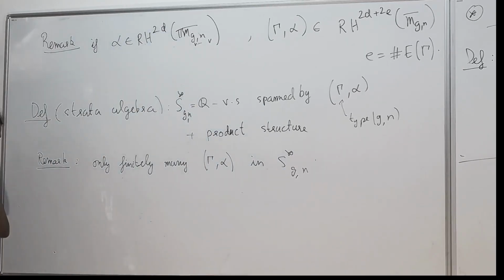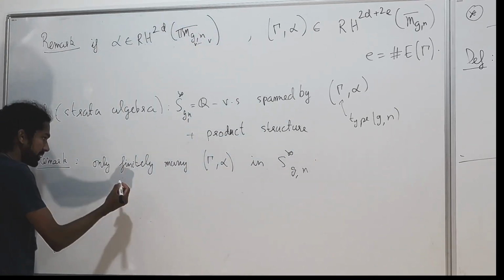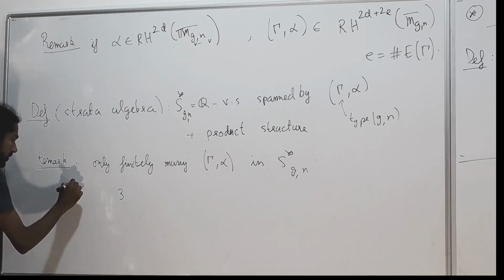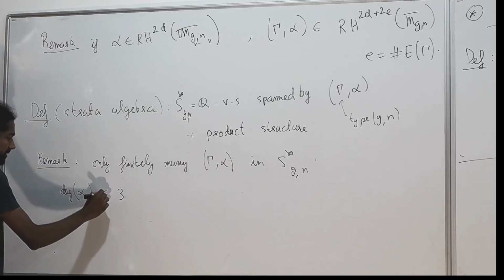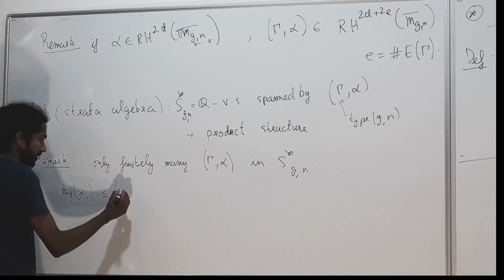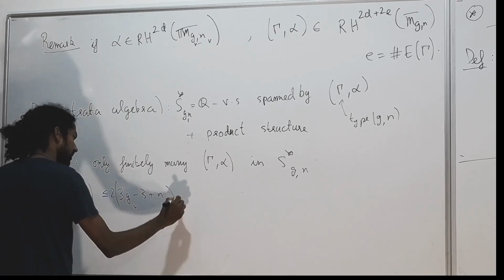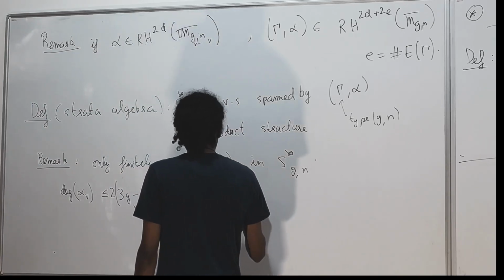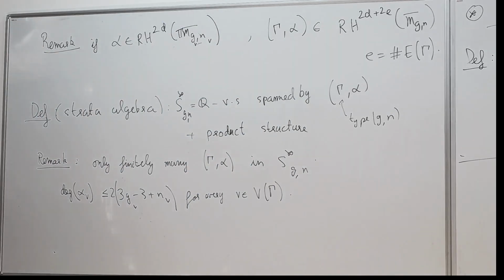Because at every vertex, you have to satisfy the following condition. Remember that the degree of alpha_v at every vertex has to be less than or equal to 2 times 3g minus 3. Right, because if you go above the dimension of the moduli space, then you just get 0.